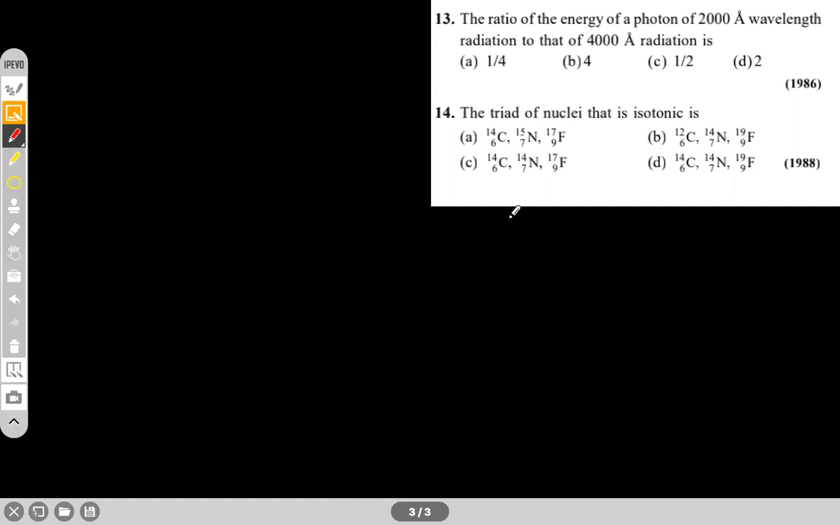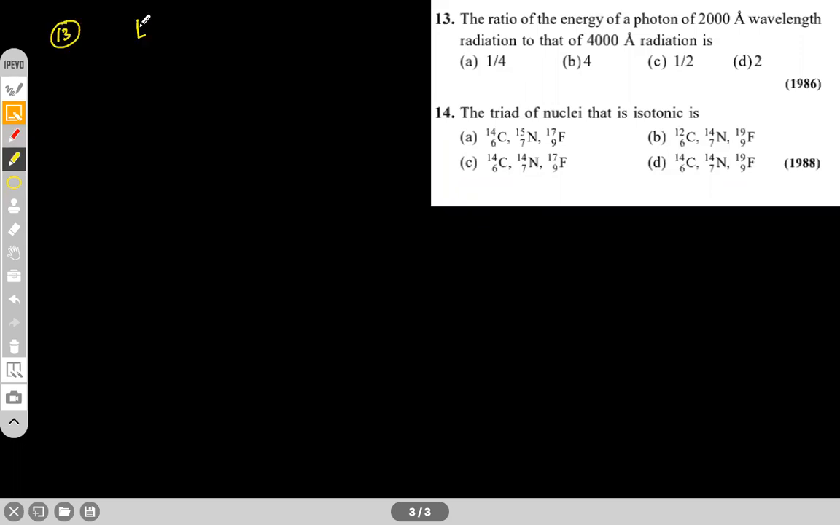The ratio of the energy of a photon of 2000 angstrom wavelength radiation to that of 4000 angstrom. Okay, so we need to find out the ratio of the energy associated with these two wavelengths. Okay, easy one. We can easily solve this.